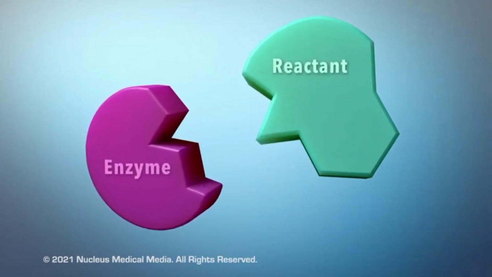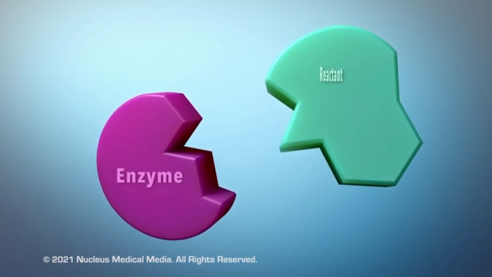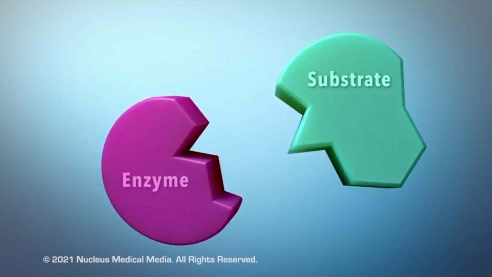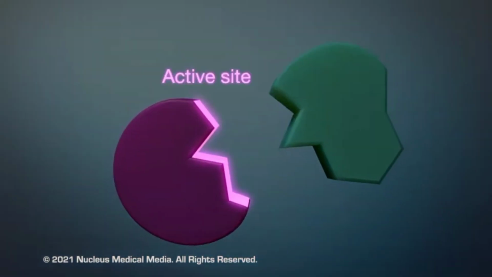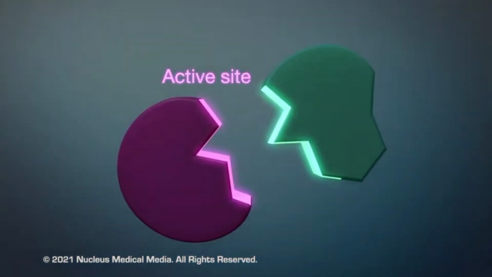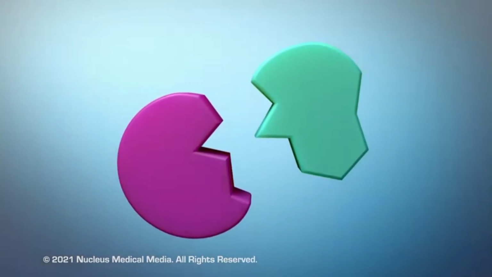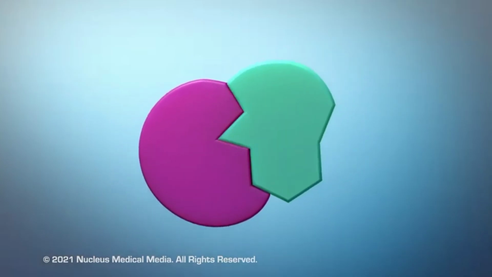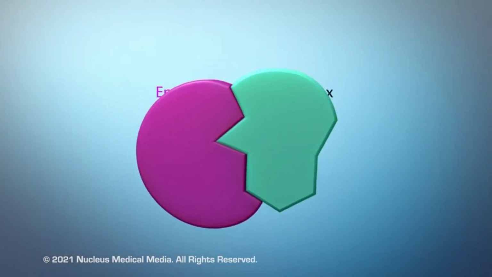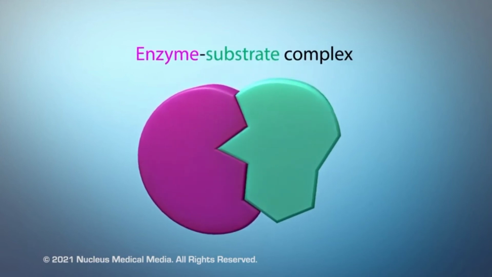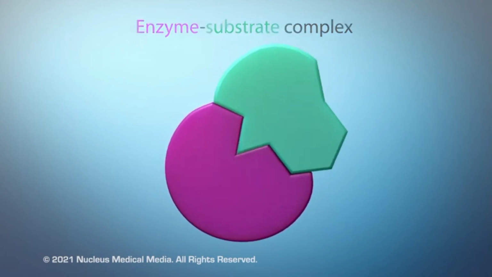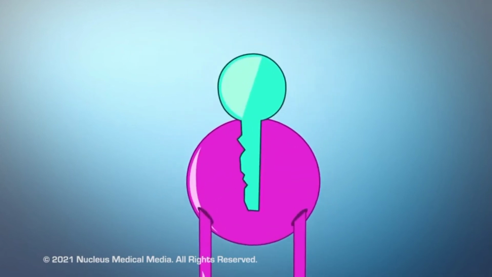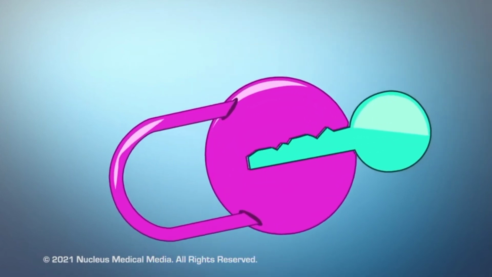A reactant acted upon by an enzyme is called a substrate. Each enzyme has a unique active site that only a certain substrate can attach to, like a very specific puzzle piece. When attached, they form what is called an enzyme-substrate complex. This fit between an enzyme and substrate is so specific that it's often compared to a lock and key.